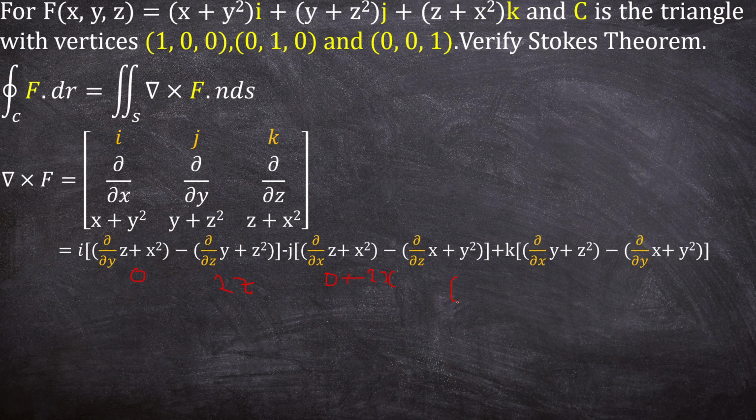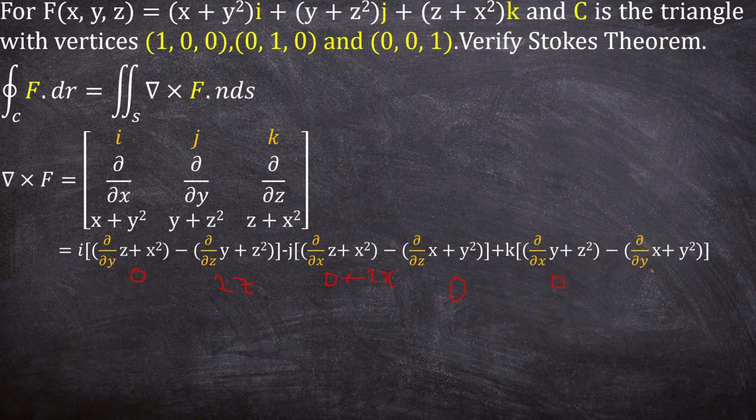Partial of y is going to be 0 again, right? And right here, partial x of y is going to be 0. Partial x of z is going to be 0, right? Because we're differentiating with respect to x, everything else will be constant. That is x, and that is y and z.